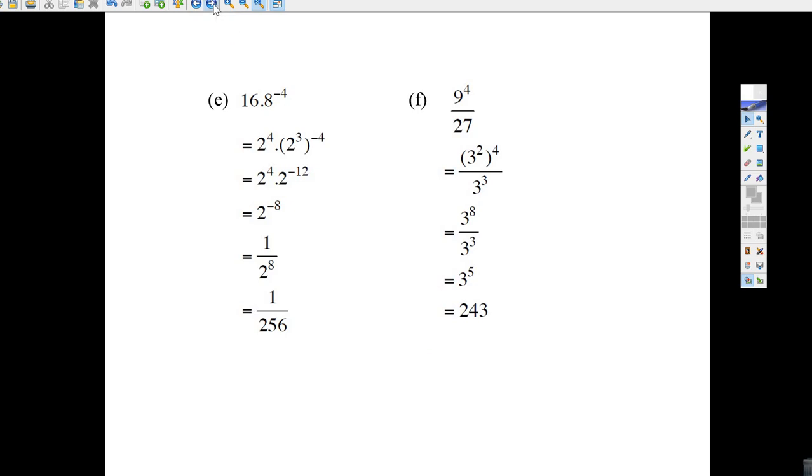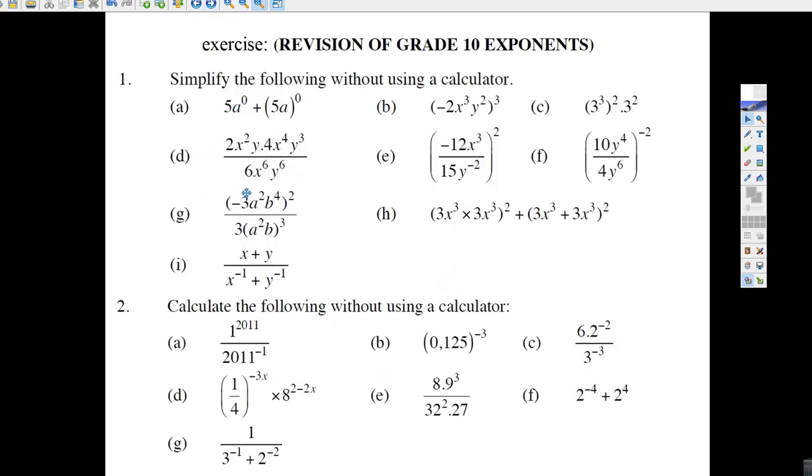Well, now we're going to do some revision questions that help us go over all of those ideas here. And it comes from grade 10, but good luck with all those questions.